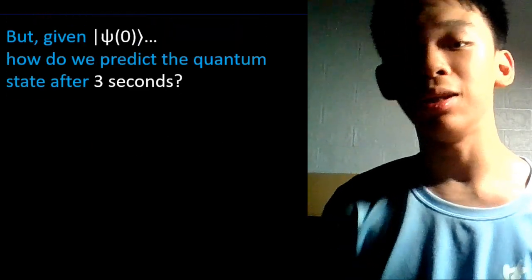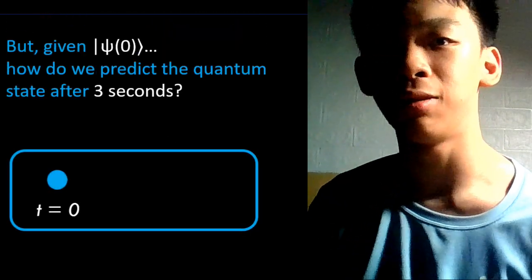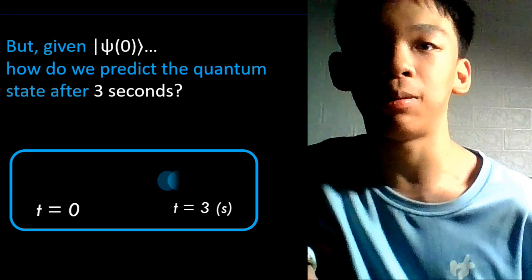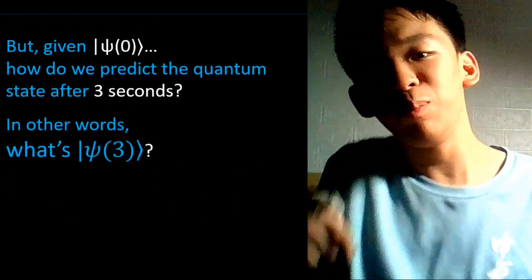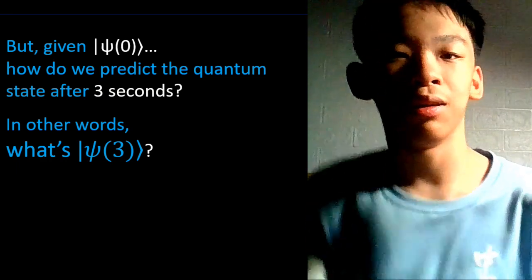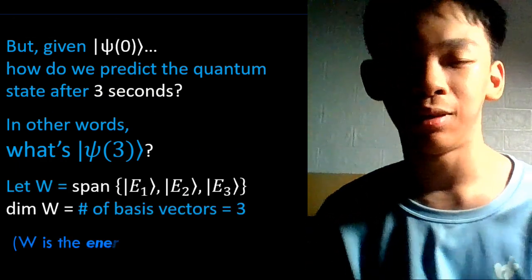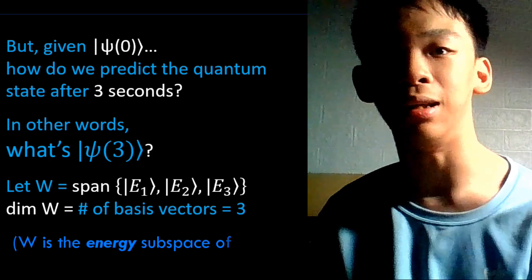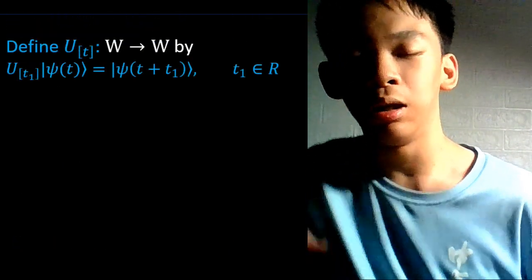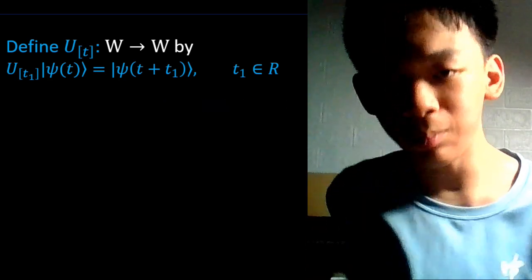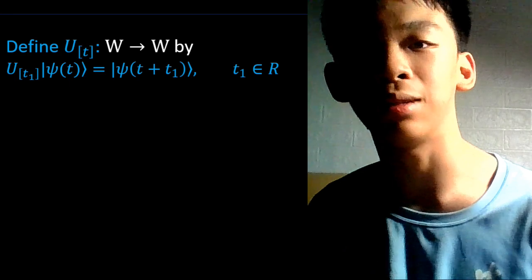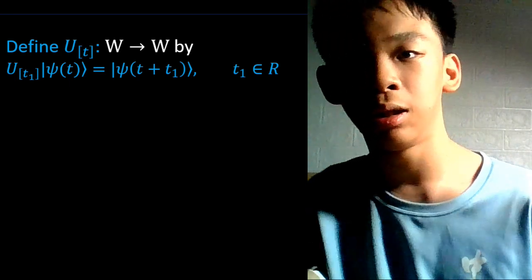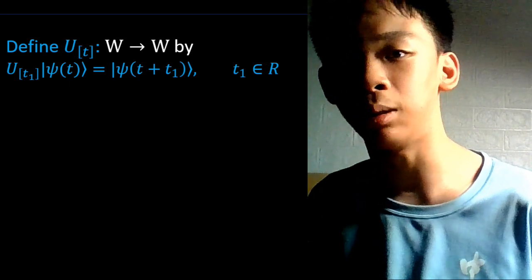But given an initial quantum state psi of 0, how do we predict the quantum state after, say, 3 seconds? In other words, can we compute psi of 3? Let V denote our state space above. Clearly, the dimension of it is 3. We may define a time evolution operator, U of t1, on V, given by U of t1 acting on the ket psi of t equals the ket psi of t plus t1, where t1 is just some real number.